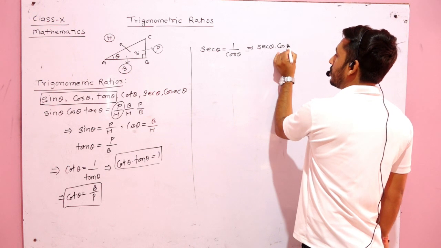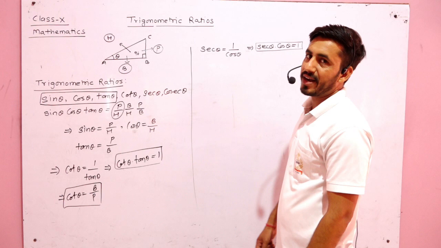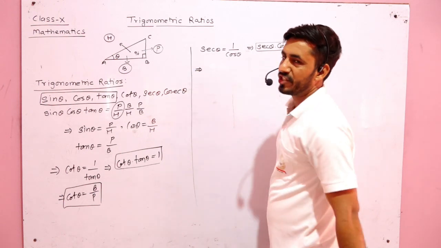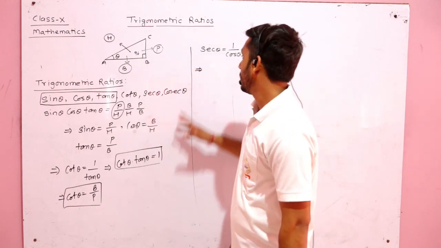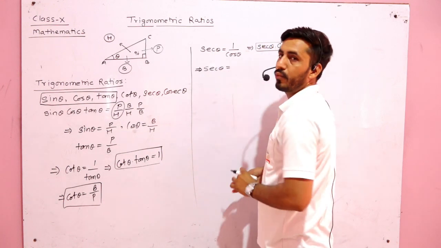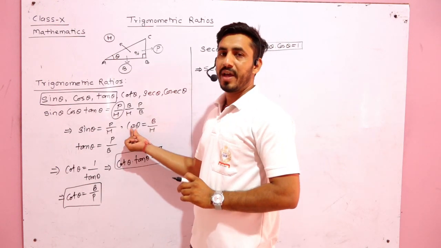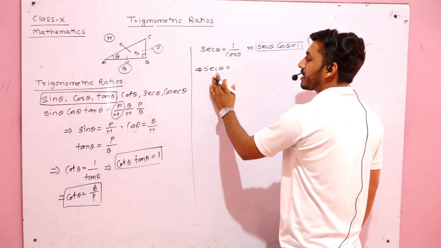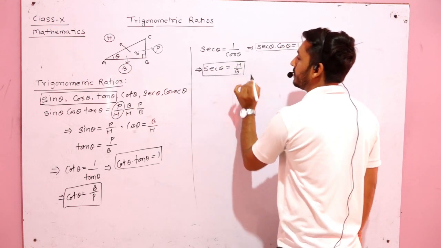Then from here we can get sec theta dot cos theta is equal to 1. The next relation is obtained like this. And from here, if I want to find sec theta in terms of the three sides, then sec theta is equal to 1 upon cos theta. What is the value of cos theta? From here I can see directly cos theta is equal to B upon H. Then the value of sec theta will be H upon B. This is the next relation.